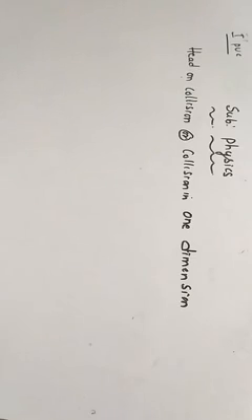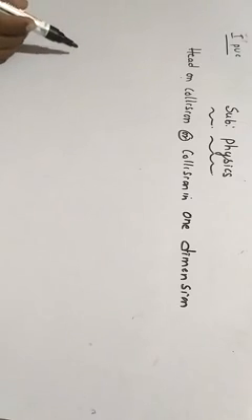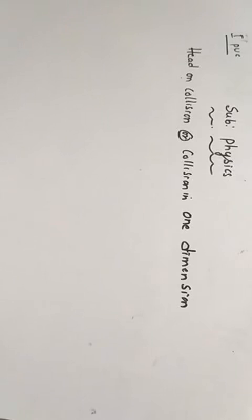So in work, power and energy, in the last class we started collisions, and we already explained the types of collisions: elastic collision and inelastic collision. See here, one more important point is the head-on collision, or collision in one dimension. What is the meaning of this?